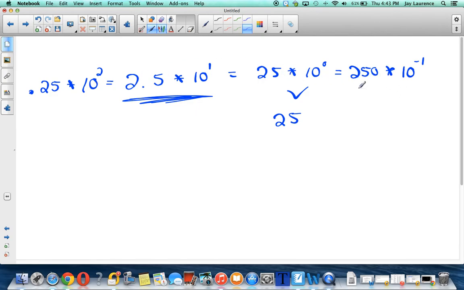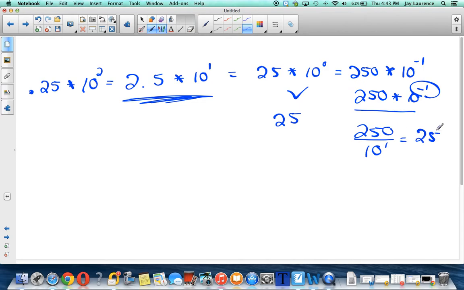Here, look at this one, I'll prove it. You've got 250 times 10 to the negative first. Uh-oh, negative exponent, I think I'll take him downstairs. 250 divided by 10 to the first. What's 250 divided by 10? It's 25. So you see, when the coefficient gets larger, the exponent will get smaller by the same multiple. If the coefficient gets smaller, then the exponent will get larger.